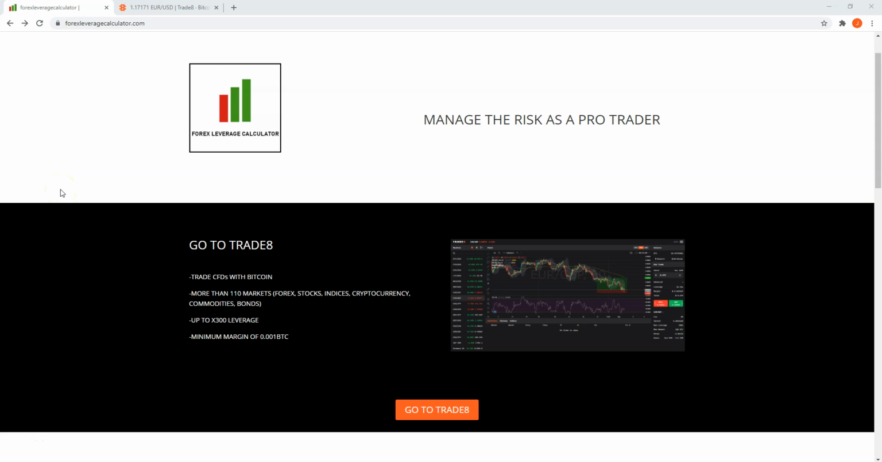Hi everybody, today I'm going to show you a calculator that I have created. It's a useful calculator to know the right leverage that should be used and the position size before you enter a trade. You can go on forexleveragecalculator.com for free. Now let's begin the tutorial.